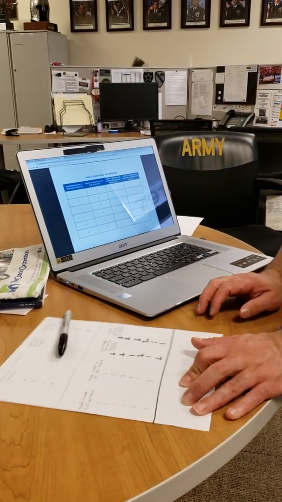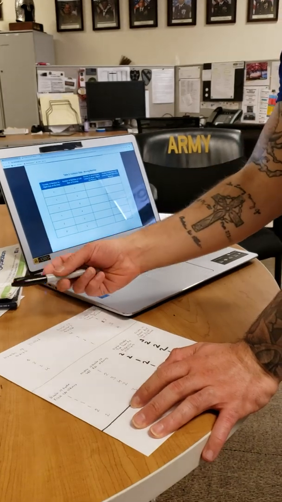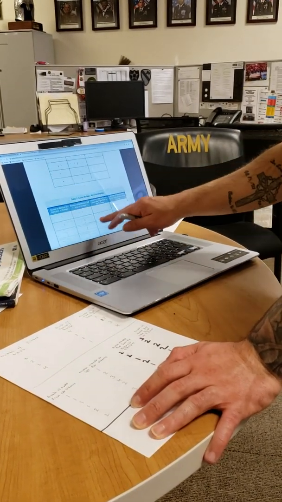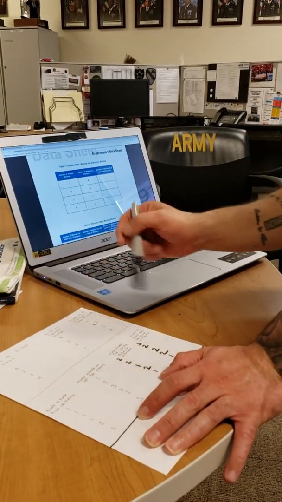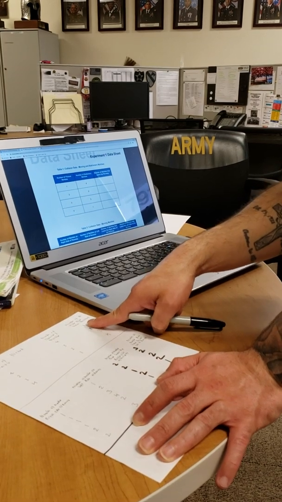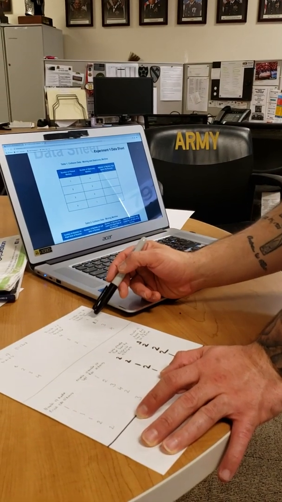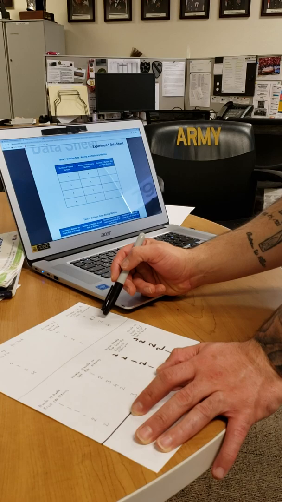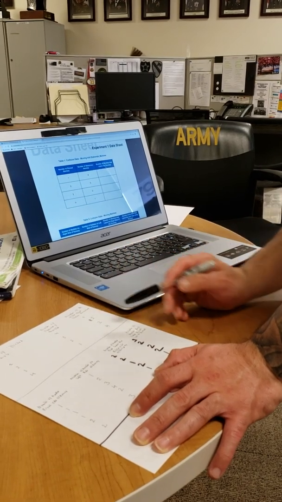I got the data right here. The way I wrote it was just like it's written down on table 1. All right, 1 and 4. 1 marble went out. The second one, 2 marbles. Third one, 3 marbles, and the last one, 4 marbles.